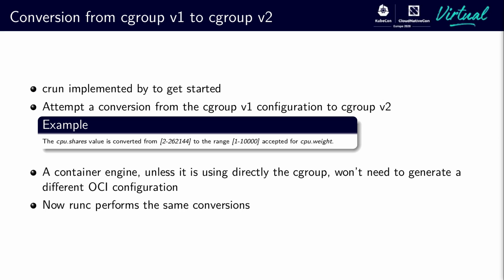Advantages of such a mechanism, well, is that a container engine requires minimal changes, as it can generate exactly the same configuration for the OCI runtime. Same thing for the Kubelet, that can pass down the same limits as before, as they will be converted later anyway. runc now performs the same conversions, so there are two OCI runtimes using this mechanism now.